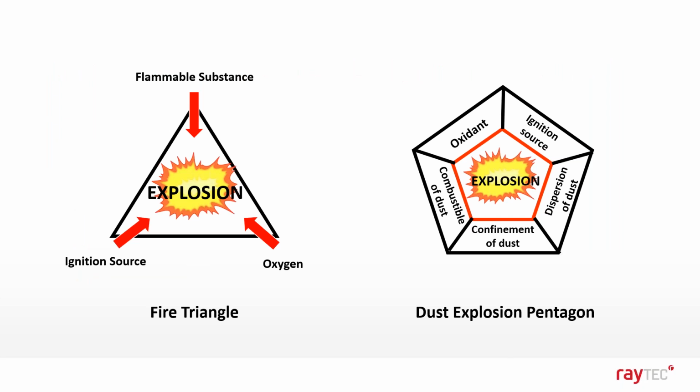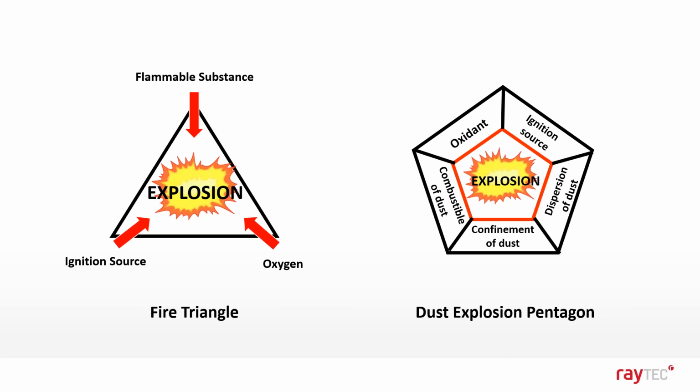Together, these three components make up what we call the fire triangle. All three must be present for an explosion to occur. Take any one of those components away and an explosion cannot happen. So when we talk about specially designed lighting equipment, we're usually removing the source of ignition from the fire triangle.